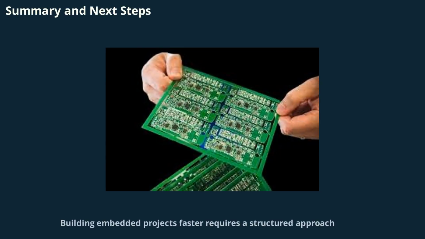Building embedded projects faster requires a structured approach, clear focus on user needs, and a commitment to continuous improvement. By following the stages of proof of concept, prototype testing, and production, you can bring your ideas to life efficiently and effectively. Remember to plan ahead, test thoroughly, and listen to your users. With these strategies, you'll be well equipped to tackle your next embedded or IoT project with confidence.